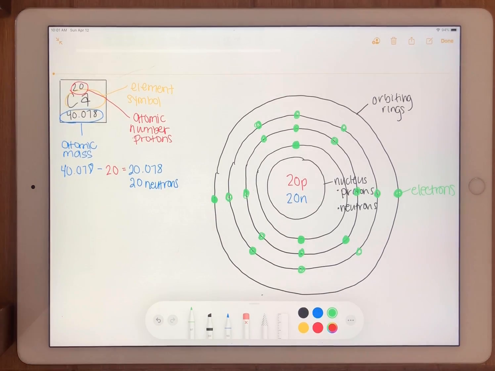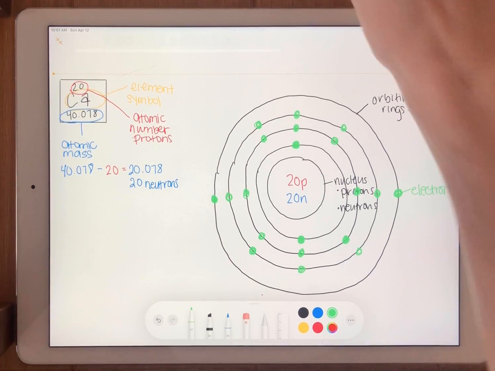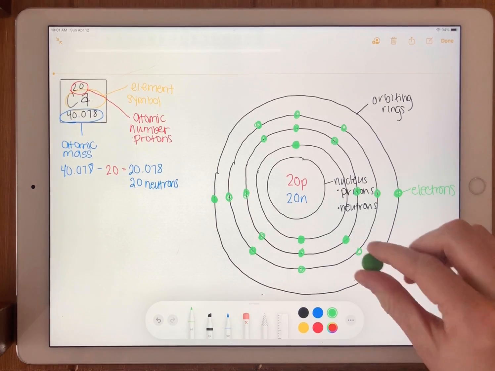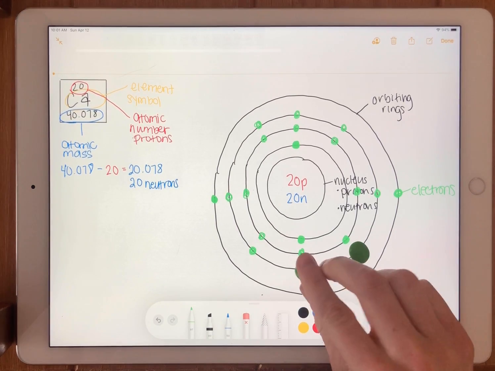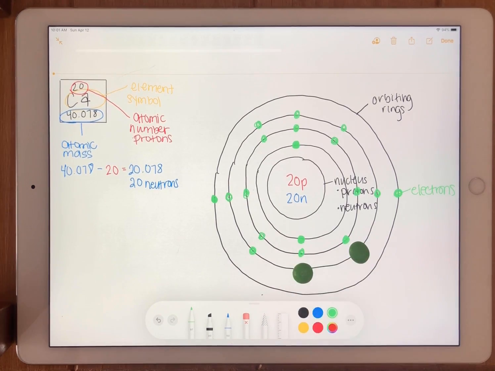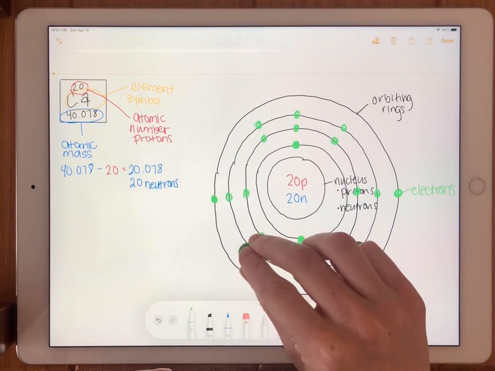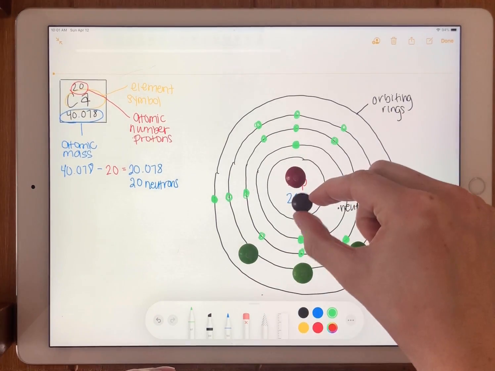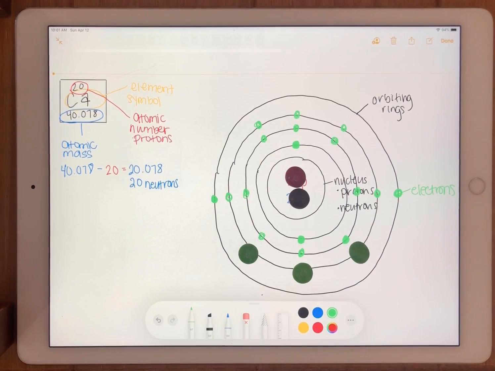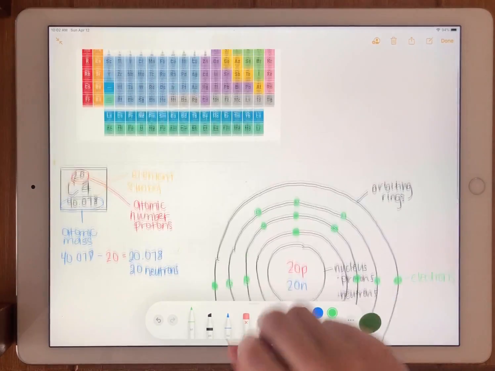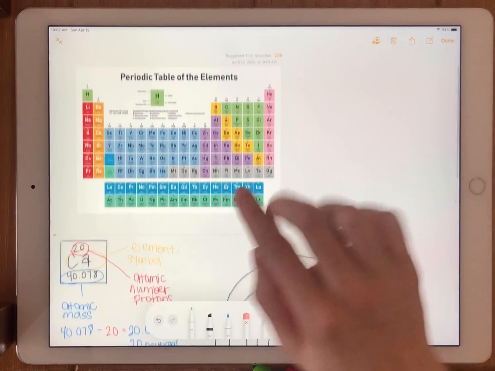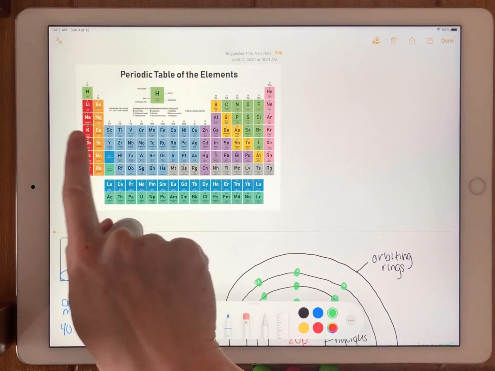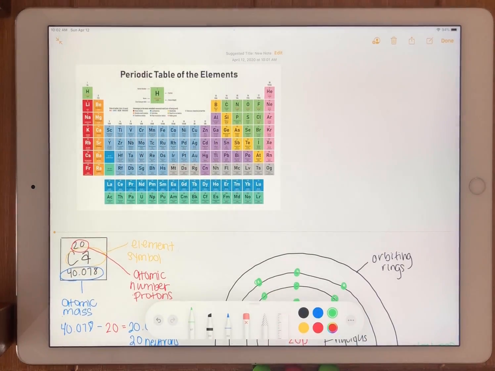So when you guys make your own, I'd like you to get creative. You can use Skittles. There's different colors. You can use rice or different candies, or you can even just draw it like I did. When you draw yours, you will take a look at the first, second, and third rows. Good luck.